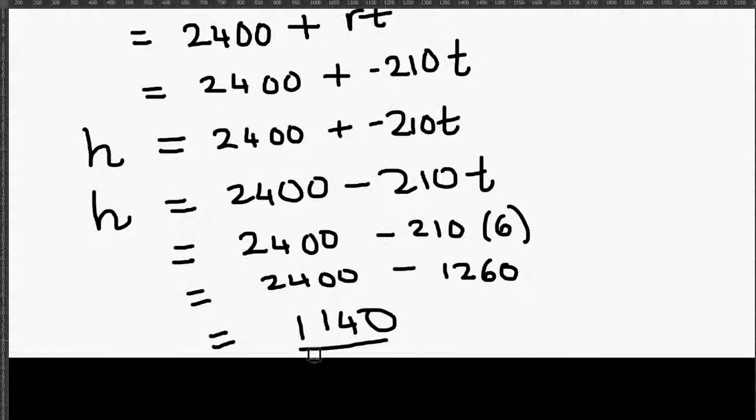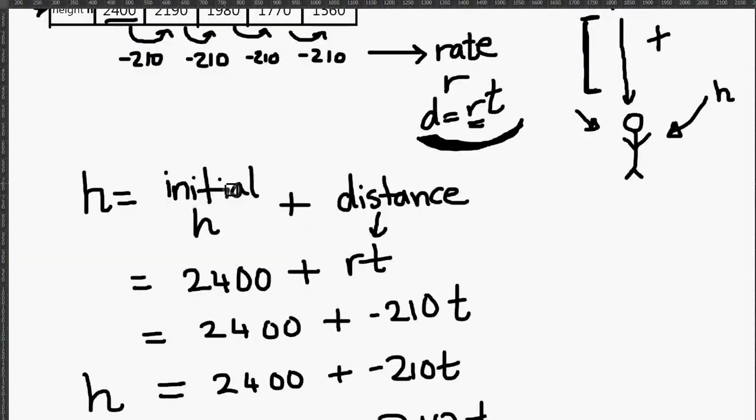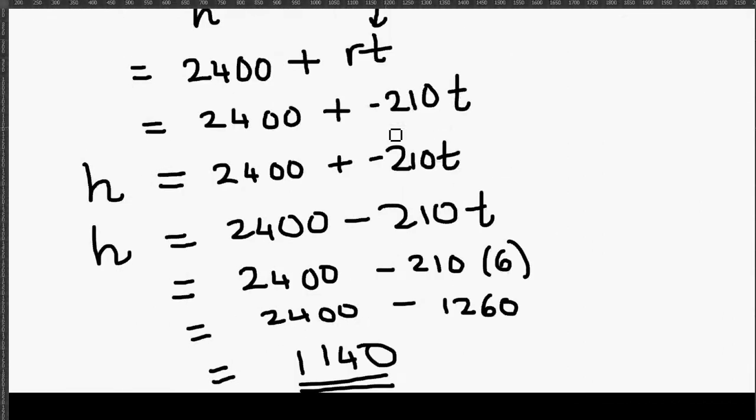And again, you did that with 2 steps. First, you find the pattern in the table. So you know that's negative 210, that's the rate. Then you put it into the formula. New height equals the starting height plus the distance that it traveled. And that distance, d, is equal to rt from that formula. And then you just plug in the r you found and you solve for t and you're done.